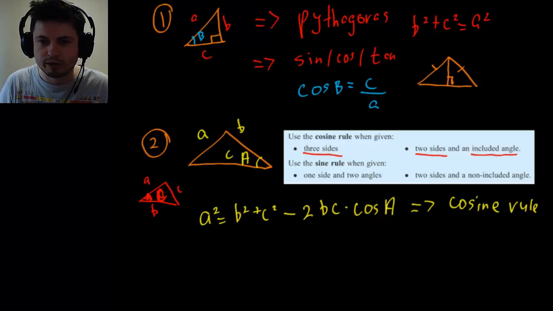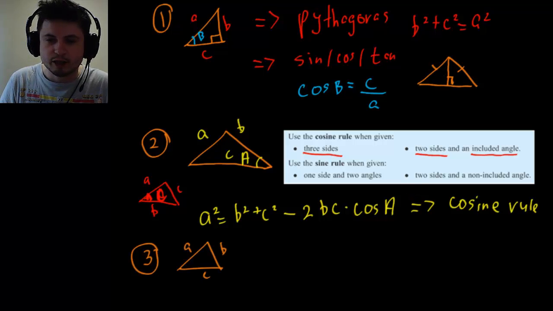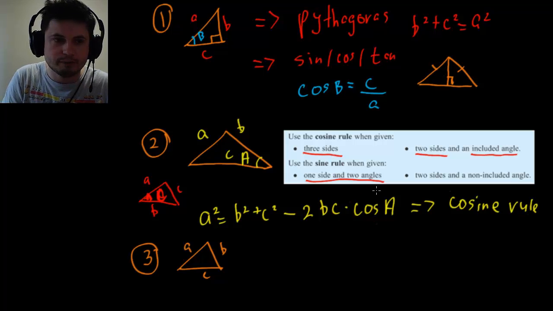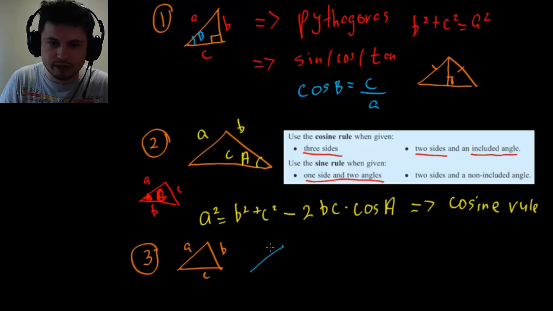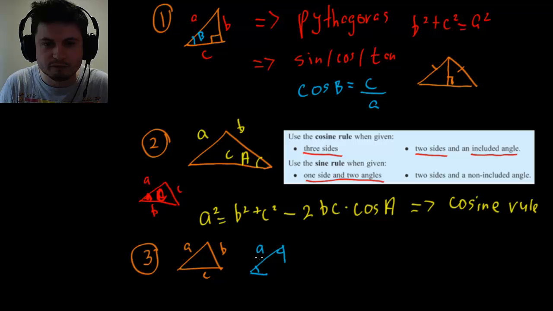The sine rule, however, is used when you have only one side and two angles. So let's say you have something that looks like this. You have one side A, and then you have two angles given, and it's not a right triangle. Or it can be really any angles. The angles can be anywhere. So you only have one side and two angles. Then this is when you would use the sine rule.